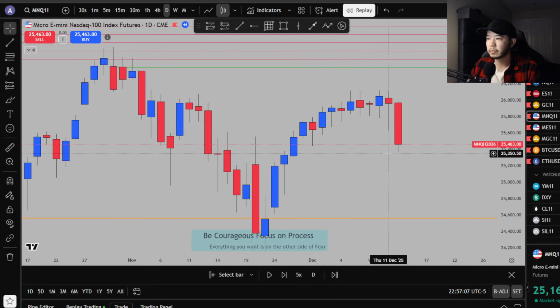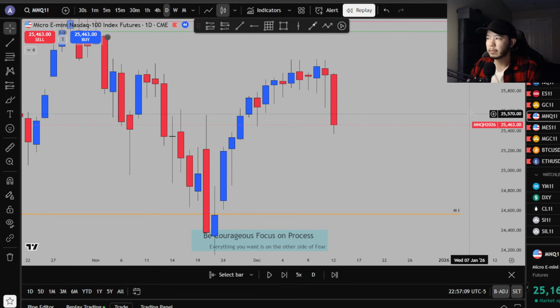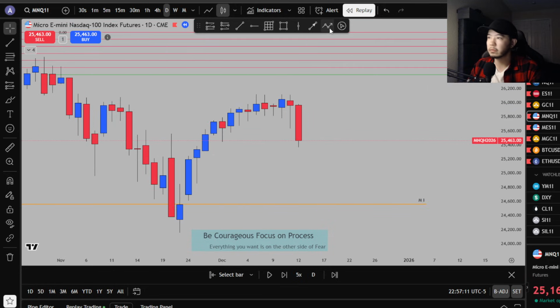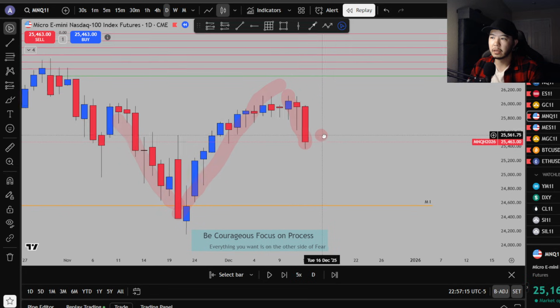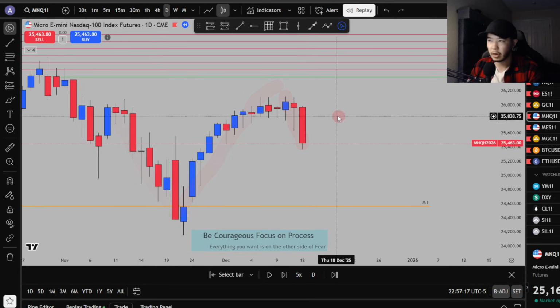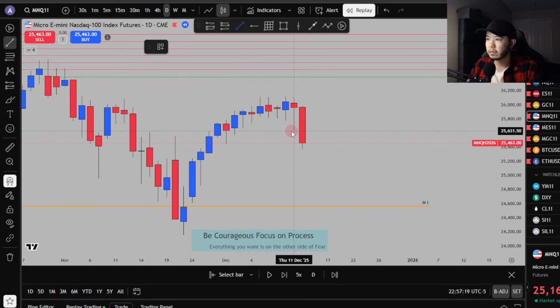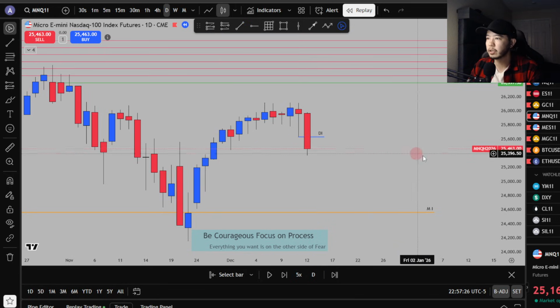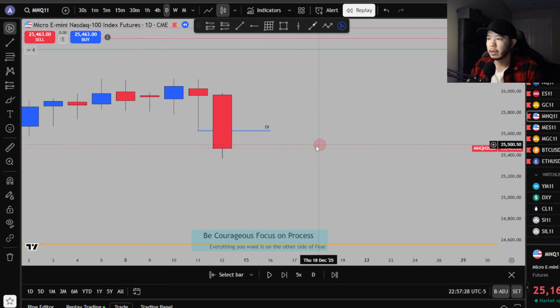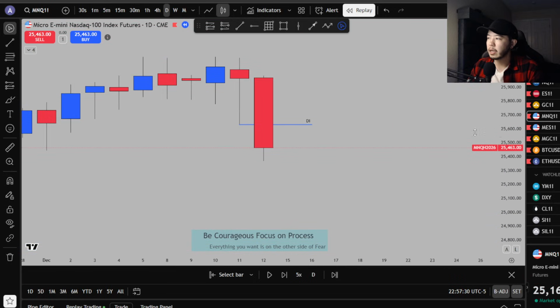So daily, and on daily, I don't really care about all of these. I only care about the most recent price action on it. So I put my marker here, name it, not that one, daily indication. There we go. So I say daily indication.